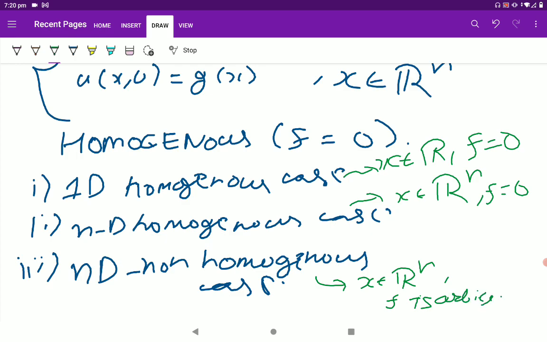So this marks the end of the first lecture, and in the second lecture we are going to solve some exercise problems, which will further highlight the application of the concepts of this lecture.